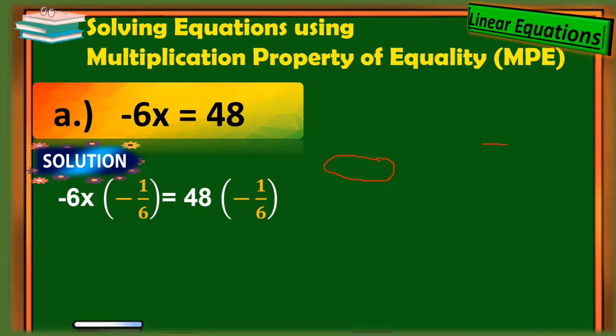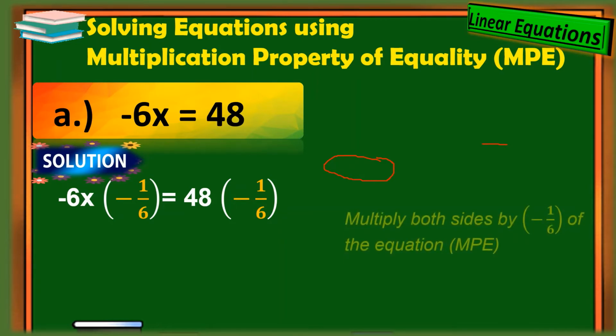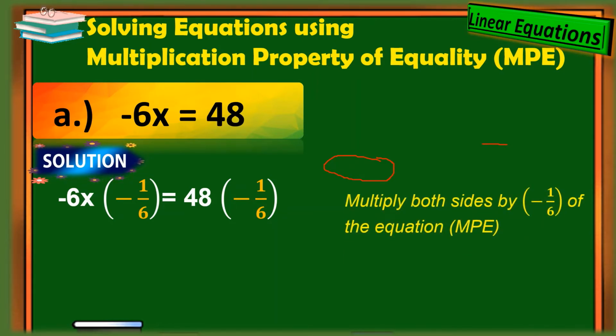Naging negative 6x times 1 over 6 is equal to 48 times 1 over 6. O, anong ginamit na property dito? Obviously, it is multiplication property, no? So, we multiply both sides by negative 1/6. Okay? And then, anong sunod? O, multiply daw. So, magiging negative 6 times 1 na.